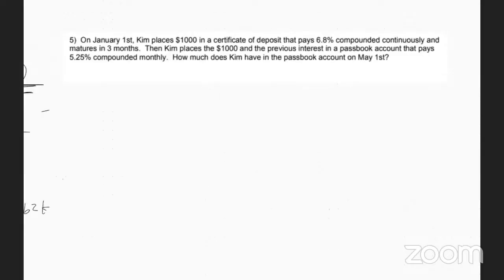All right, so compounded continuously, you know what that formula is? Yep. So A, the amount, equals P times e to the rt, right? Yeah, you would, for the first 3 months, so it'd be a thousand times e to the power of 0.068 times three.